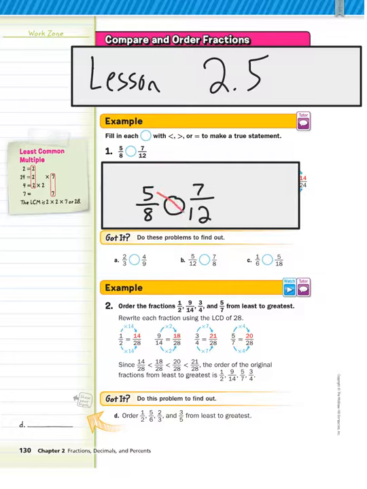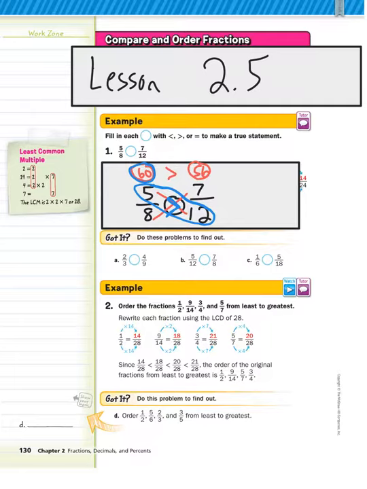If I multiply diagonally, 5 times 12 is 60. I write that up here. And 8 times 7 is 56. I can compare these cross products. So because 60 is greater than 56, that means 5/8 is greater than 7/12. Now the thing is, you have to make sure you start with these two and write that product above the first fraction. Otherwise, you'll get the answers all backwards.